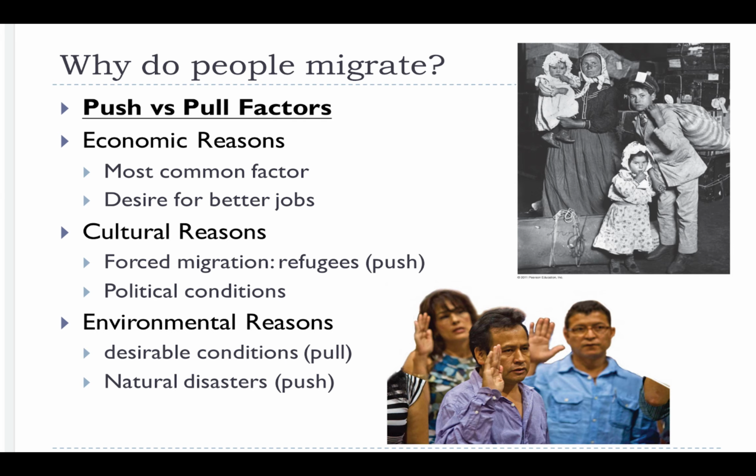The second is cultural factors. Those are people that are forced out, or I'm sorry, not climate change, I apologize. Cultural factors are also referred to as political reasons. Those are refugees, those that are forced out of a country because of harsh, oppressive conditions that are usually imposed by a political government. The third is environmental reasons, the most popular in the 21st century with climate change.